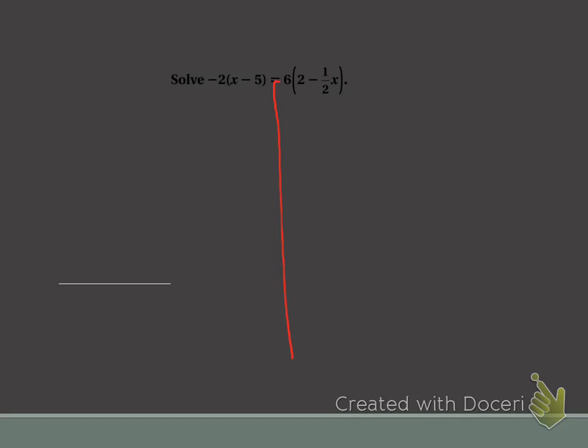If you're looking at this, remember negative 2 times x is a negative 2x. And then you're going to take the negative 2 times the negative 5, which is going to be adding 10. 6 times 2 is going to give you 12. And 6 times 1/2 x, well, half of 6 is 3x. See, so already looking a lot more simple. Just break down your steps and we'll be fine.